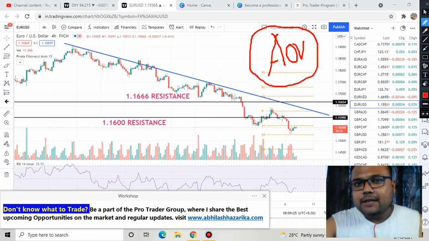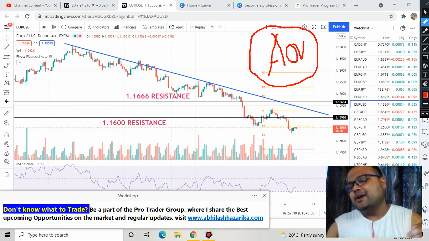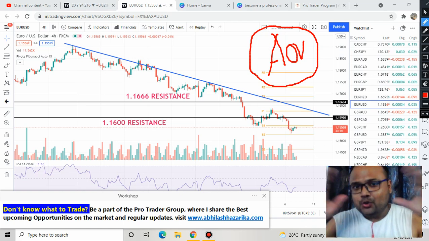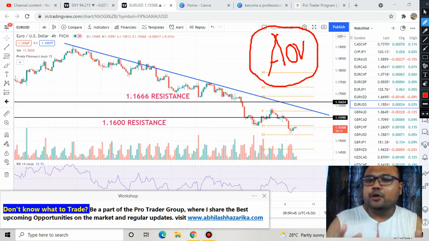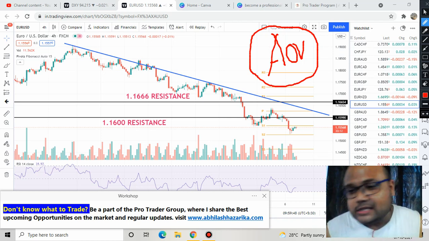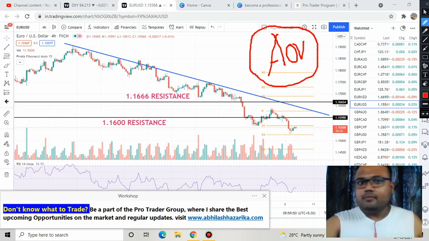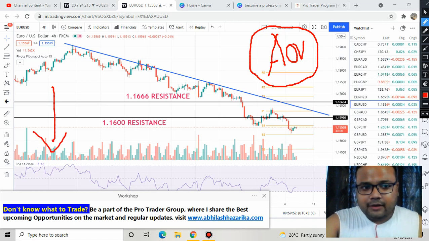Area of value is nothing but the best trading opportunity in the market, or the best price. In an uptrend market, you always get the best price, the best trading opportunity at the support, whereas in a downtrend market, you get the best price, the best selling opportunity at the resistance. So as Euro USD is in a downtrend, our best price, best trading opportunity will be near the resistance only. Clear?